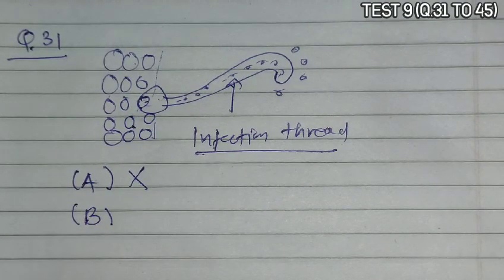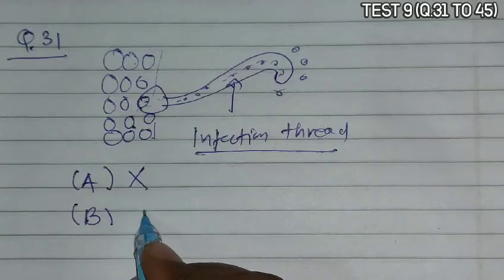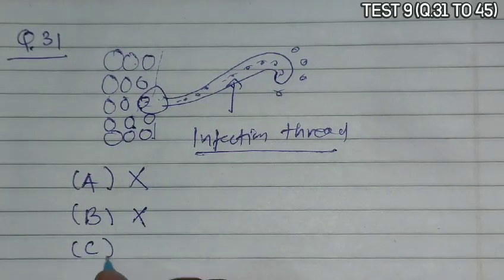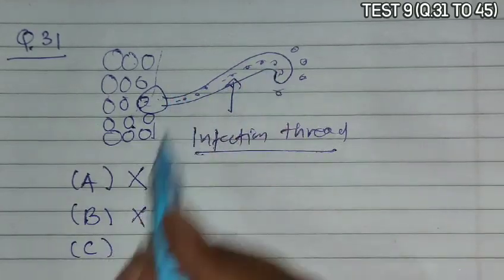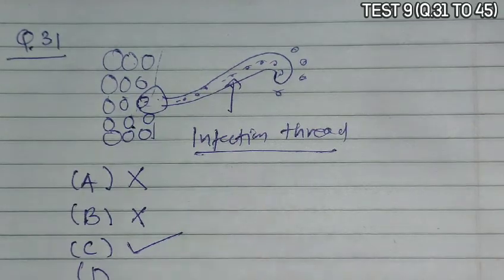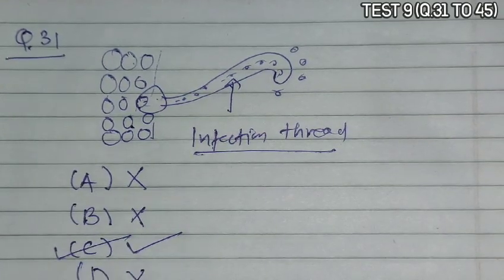hook and bacteria. Bacteria are there, hook is there, but that does not actually identify this one. C, the infection thread containing bacteria. Yes, infection thread is found containing bacteria, so C is correct. And D is given as a mature nodule, but because the bacteria are still entering, a mature nodule has not formed, so C is the correct answer.